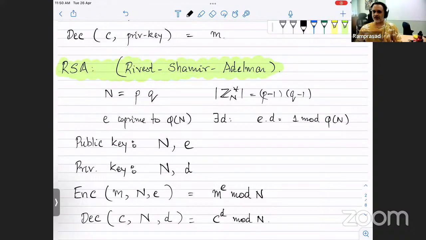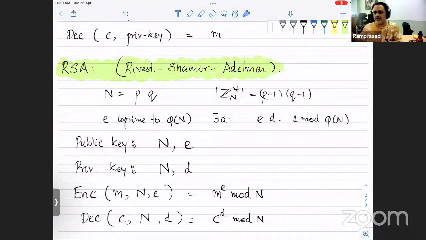I'll let you convince yourself that if it so happens that m and n are co-prime, which is going to happen with overwhelming probability, then m power e power d mod n is actually going to be equal to m mod n. So therefore, you will recover m completely. And the hope is that just looking at m power e mod n, I won't know what m is.